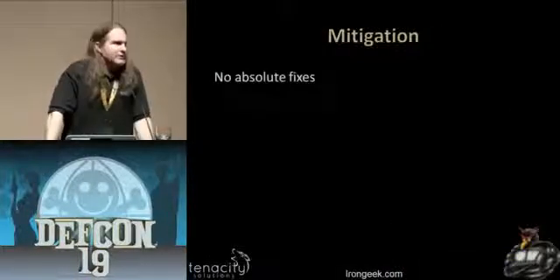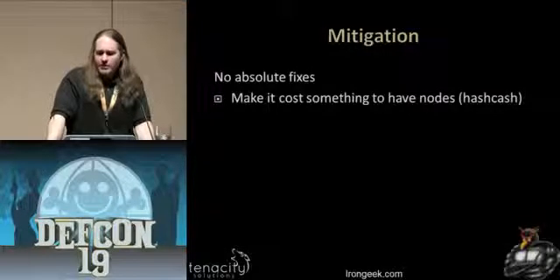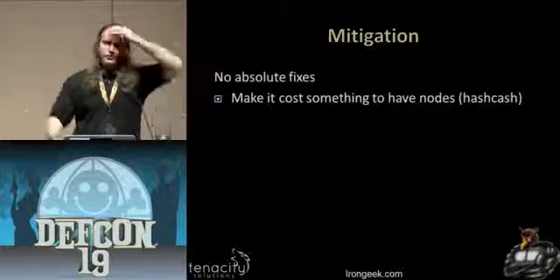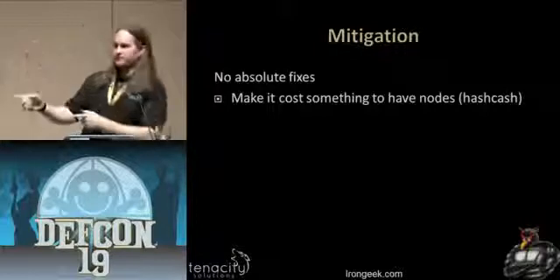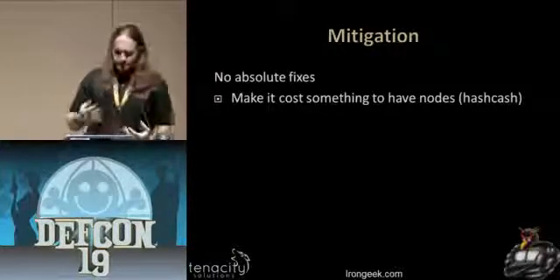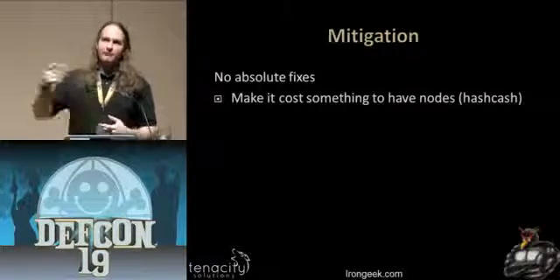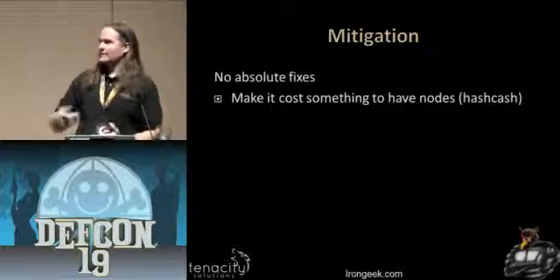Now, there are no absolute fixes out there for Sybil attacks. You can make it cost more to have nodes in the network so that someone can't spin up 5,000 nodes to try to manipulate it, using some kind of proof-of-work algorithm like Hashcash. How many people are familiar with Bitcoin? Bitcoin is a similar concept. You have cryptographic problems that are easy to check whether or not someone got them right, but hard to actually calculate, or that take longer to calculate CPU-wise.